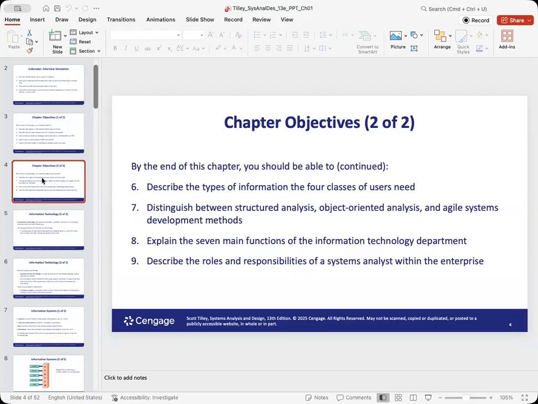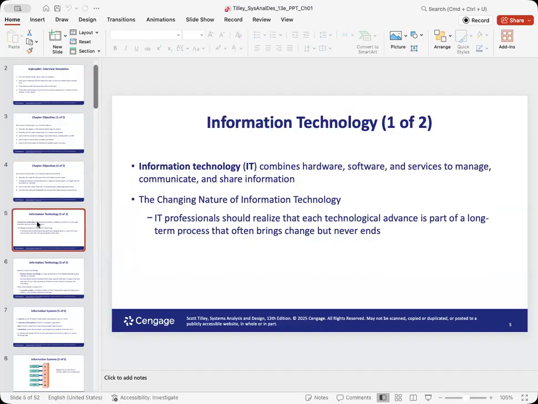Who else? When it comes to system analysis, no answer is wrong. No answer is wrong. So you will have to share your opinion. Then we proceed. Who else, please? Okay. All right. So based on what you said, that's exactly what it is. The combination of hardware, software, and then the services to manage, communicate, and also how to share information.